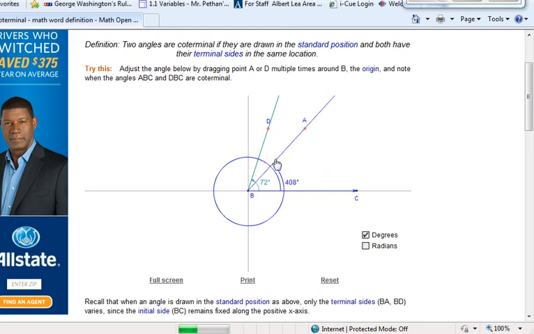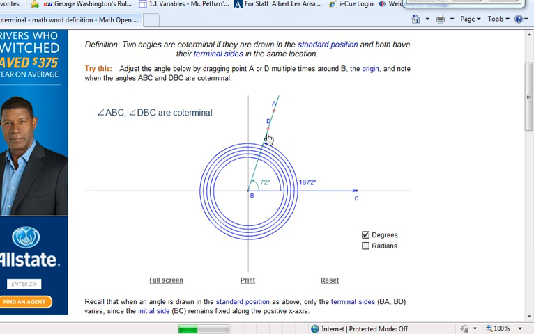If we add 360 to 72, I get 432. That's a coterminal angle. I can go around the circle again. 792 would be a coterminal angle. If I just keep adding 360, if I just keep going around this circle, I can come up with an infinite number of coterminal angles.